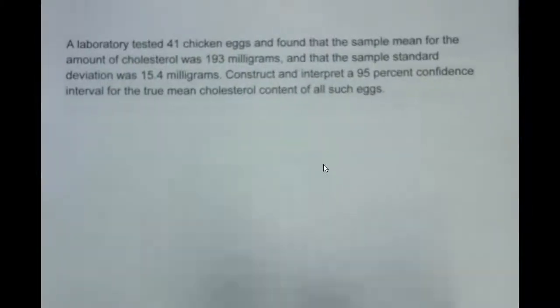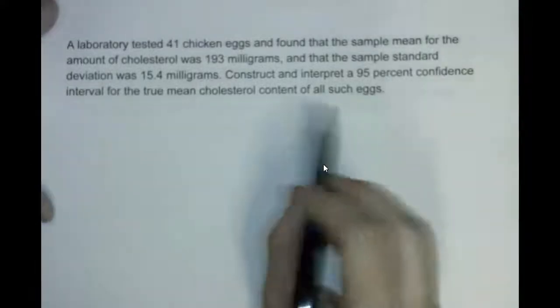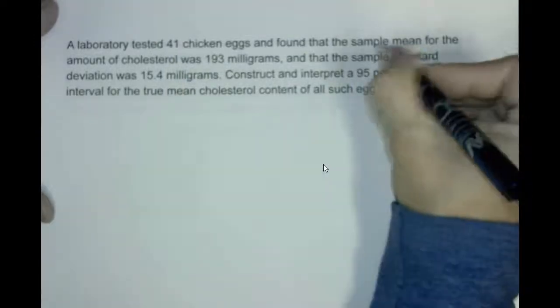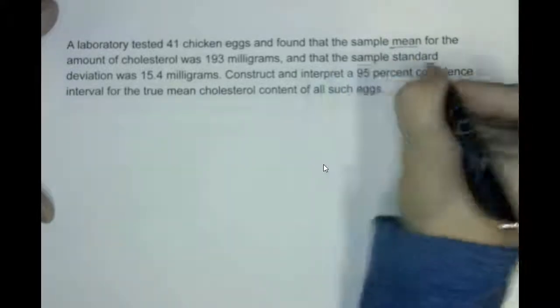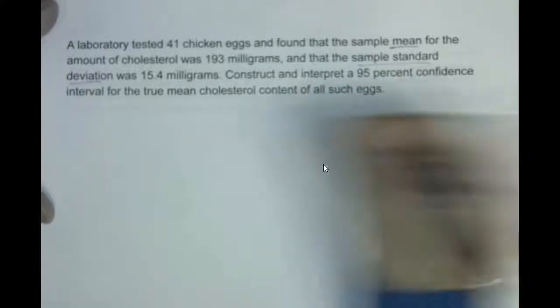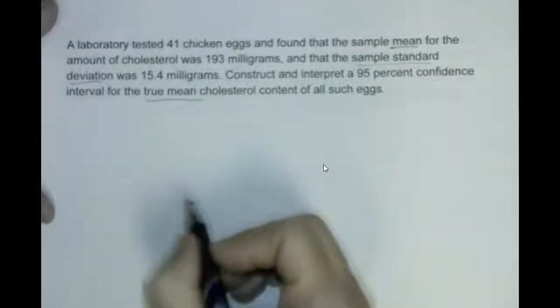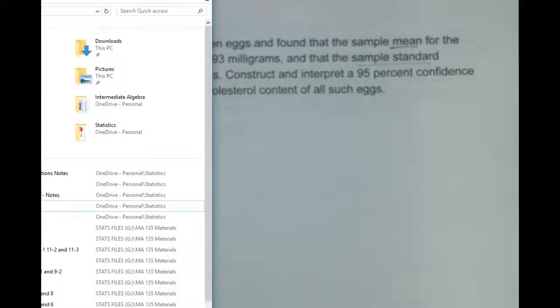Okay, so all the ones we've done so far have had to do with proportions. Here's one that has to do with a mean instead. So in this one, the way you could tell it has to do with a mean is that it's talking about a sample mean. It gives you a sample standard deviation, and then it's asking for a 95% confidence interval for a mean. So this means that you'd want to look at your notes for means and find the right formulas.